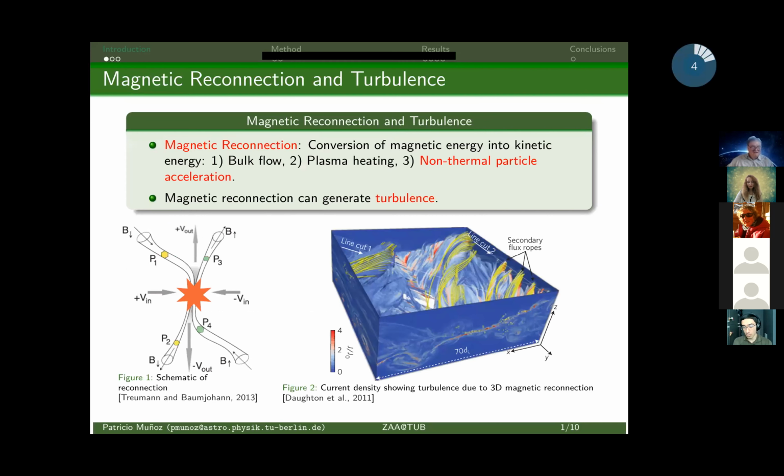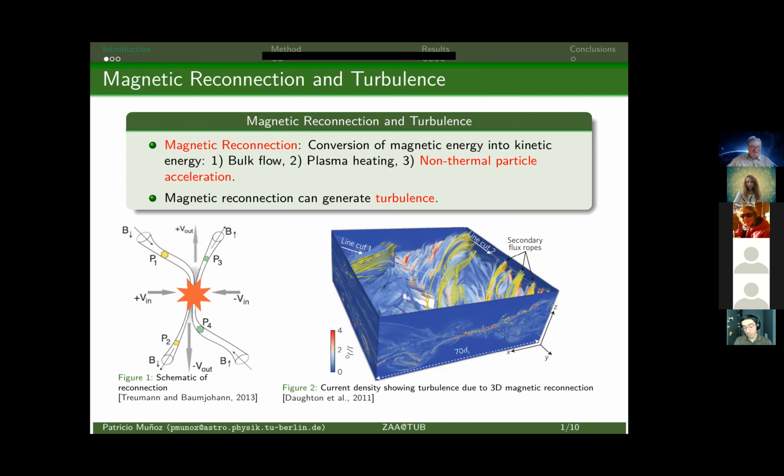As you probably all know very well, magnetic reconnection and turbulence are processes that are very closely related. On the one hand, magnetic reconnection is characterized by conversion of magnetic energy into kinetic energy. That kinetic energy can be either bulk flows, plasma heating, or non-thermal particle acceleration. In this talk, I'm going to focus on the third form of kinetic energy.